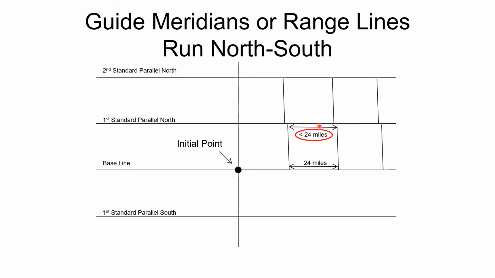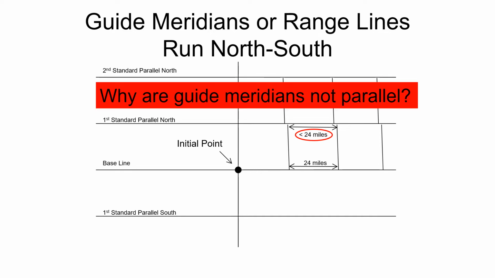So this error, the fact these lines are less than 24 miles apart, is actually pretty small. So once they get to this first standard parallel, they start over again and then go another 24 miles and then go due north. And that allows them to minimize that effect of the non-parallel guide meridians. Okay, so that's an interesting point that's due to the spherical surface of the Earth. Oh, I've already answered my question. The guide meridians are not parallel because they run due north-south, converge at the North Pole, and therefore get closer and closer to each other as you go north.